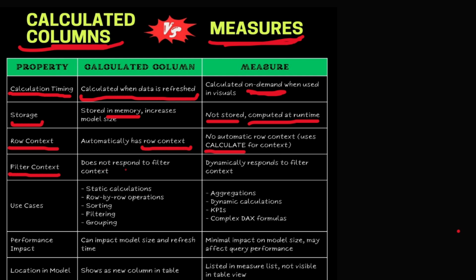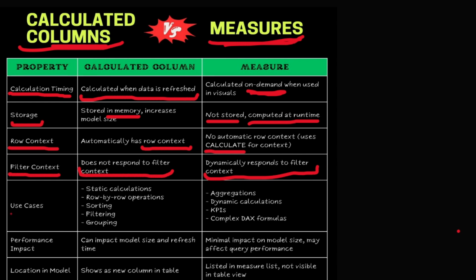The calculated column doesn't respond to filter context because the calculations are performed row by row, whereas a measure will respond to the filter context. So that is why we use measures generally in the visuals, so that it filters automatically based on the visual that we choose and how we filter the visual.